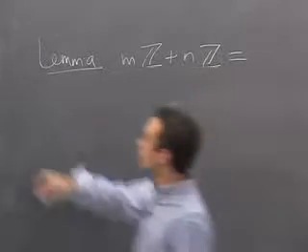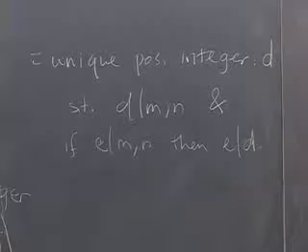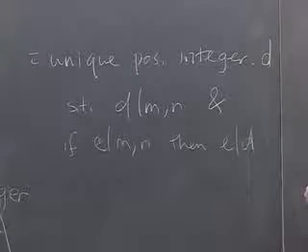Oh, the greatest common divisor is the unique positive integer d such that d divides m, and if you have another common divisor, then it divides d. So it's just talking about the division structure of the thing.